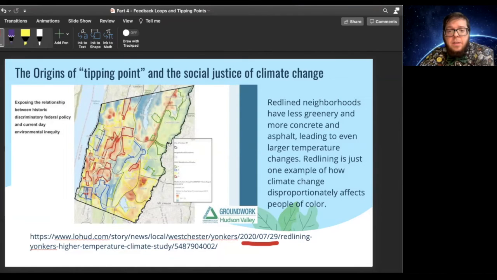And you can see this is a map of Yonkers, and these red shaded neighborhoods are historically redlined. And because of their redlining, they have more concrete and asphalt and less greenery. And this results in them experiencing even greater temperature changes than other neighborhoods that did not experience this. So redlining, in fact, and I'm sorry to say this, is just one example of how climate change is disproportionately affecting people of color.